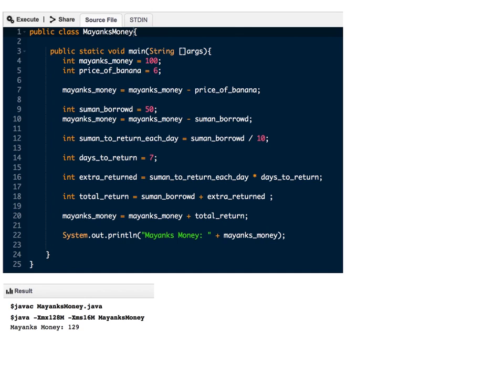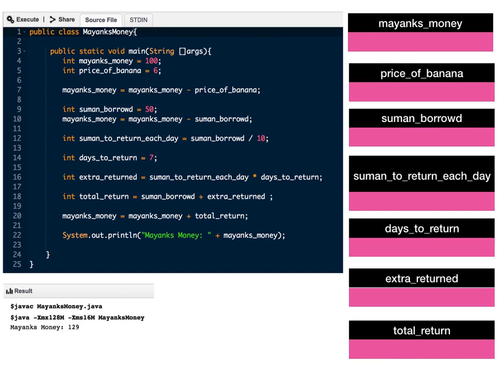So once you execute, you get this 129 exactly matching with what we were doing, right? So once again, in this case, we had all these variables. So this int Mayank money that got created here, price of banana here, Suman borrowed here, and similarly others. It's a very simple thing.